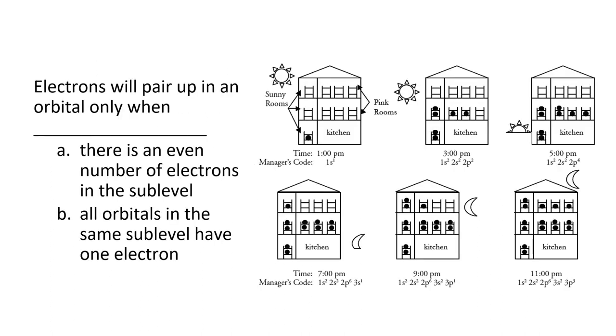Electrons will only pair up in an orbital when there is an even number of electrons in the sublevel, or all orbitals in the same sublevel have one electron. So when did they start pairing up? Was it when there was an even number of electrons, or was it when there was at least one in each bunk bed, each bunk bed had somebody in it? If you notice in 1s2, they only paired up once there was one electron in each orbital first, and then they paired up. So the answer is B. All orbitals in the same sublevel have one electron.